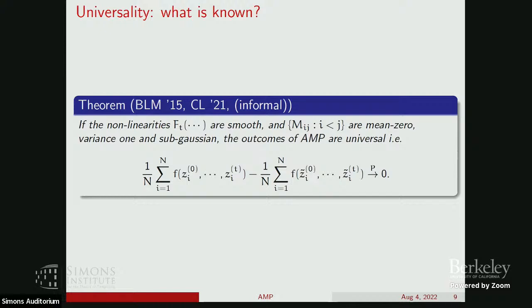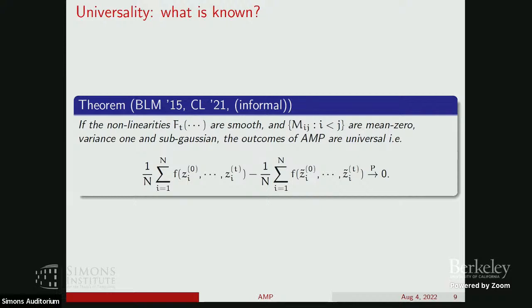The fact that AMP algorithms, for example, don't really require Gaussianity for the matrix ensembles, this has been known for a while now. The first result in this direction was by Mohsen Bayati, Mark Lelarge, and Andrea Montanari in 2015, and later by Wei-Kuo Chen and Wai-Kit Lam last year. So they basically prove a result of this form.